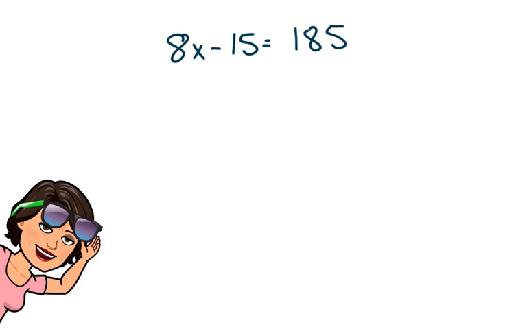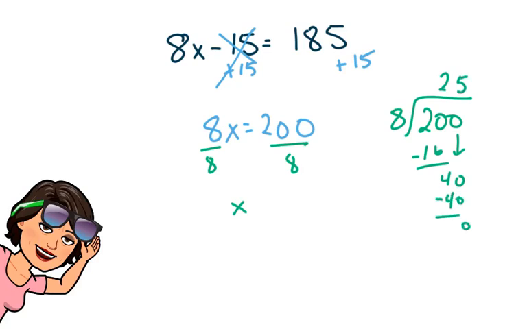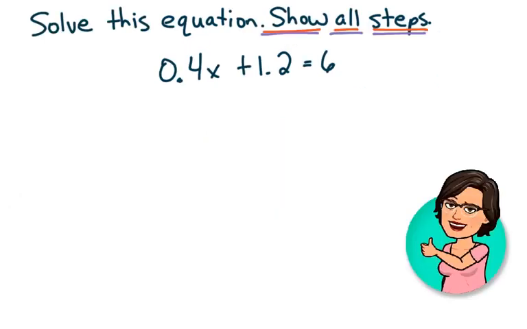So the first thing you should have done is added 15 to both sides. Negative 15 plus 15 is 0, so that cancels it out. So we end up with 8x equals 185 plus 15, which is 200. Then we're going to divide both sides by 8. We have 200 divided by 8. 8 will go into 20 2 times, the remainder of 4. 8 will go into 40 5 times with 0 remainder. So x equals 25. So that's our final answer. How'd you do? Good. All right, let's try this one.